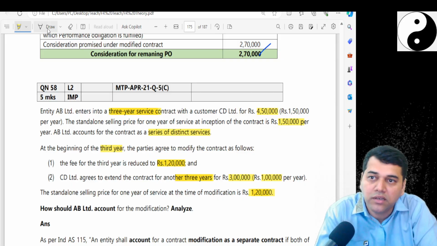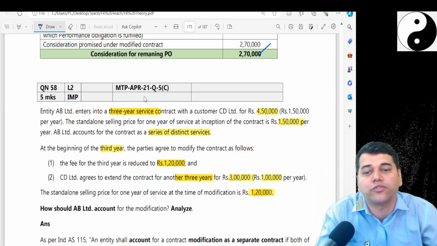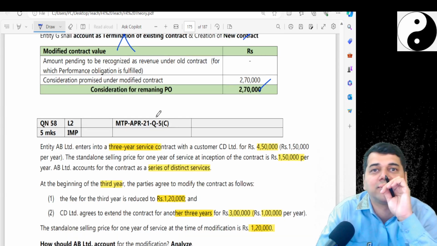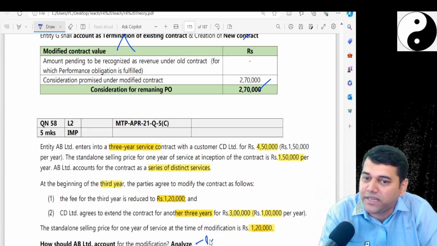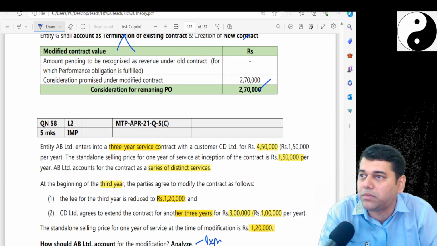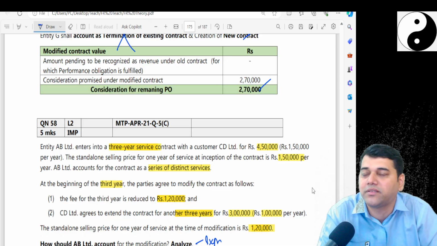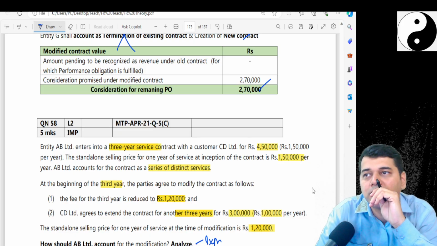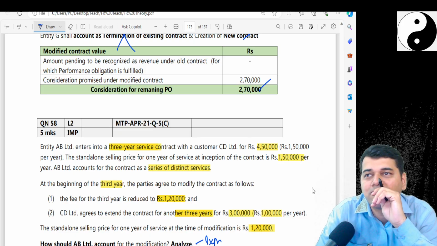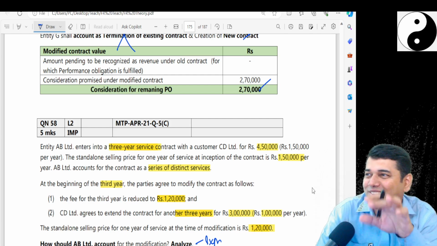So how are you going to account for this contract? Analyze. Analyze means you have to look at the individual components and explain it theoretically and tell one number there, because numbers are given. Probably they are asking you the contract value. Nice question, right?